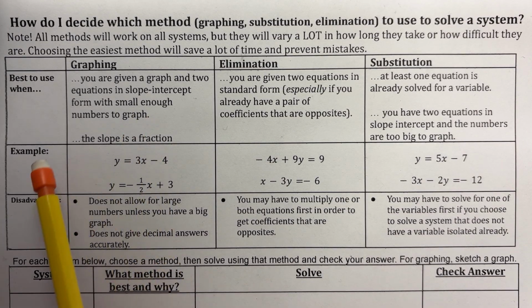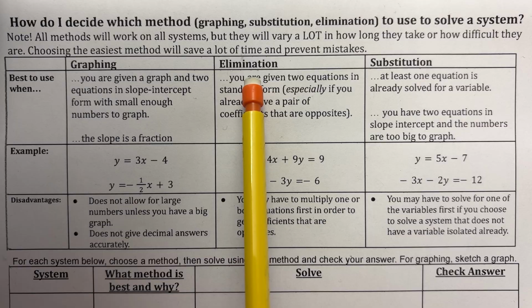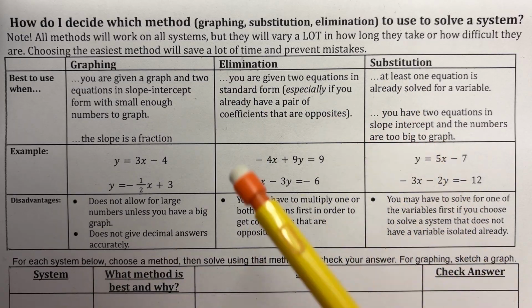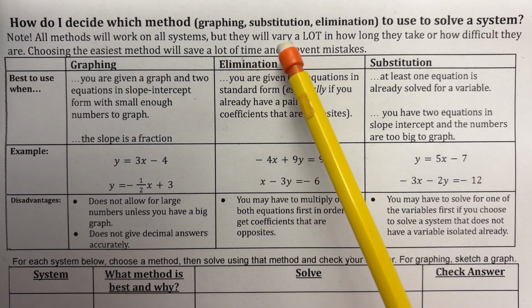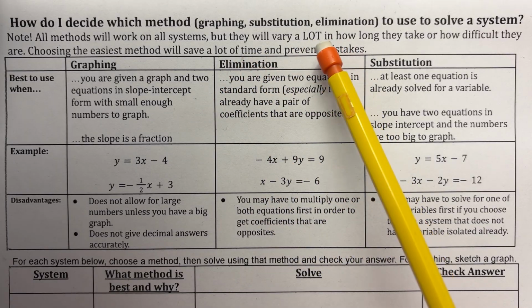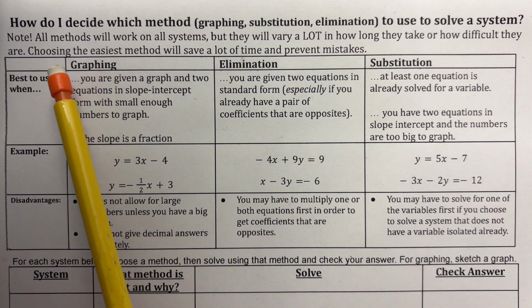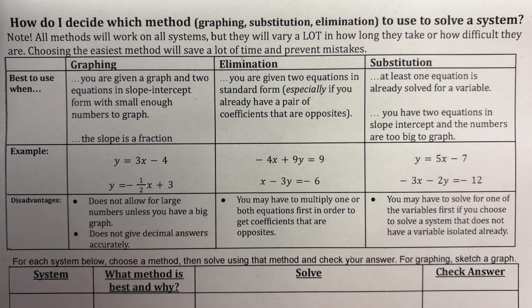At this point, you've learned 3 methods to solve systems: graphing, elimination, and substitution. Now all of these methods will work on any system. However, the length of time and effort and opportunity for mistakes varies a lot in how difficult they will be. So what we want to do is learn to choose the easy method that's going to save a lot of time and a lot of mistakes.